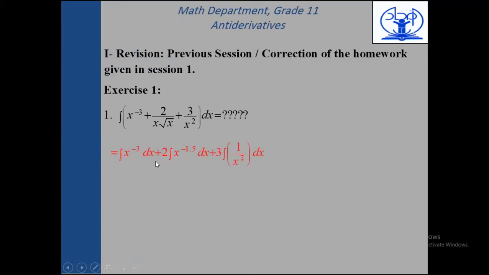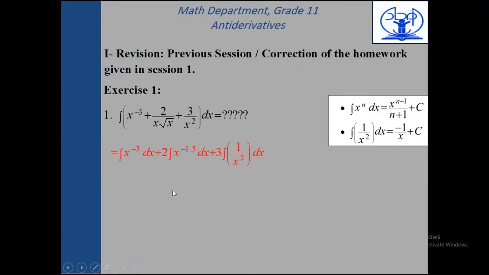First, I'm going to split the integral into 3 integrals because we have addition. So now, what about x to the minus 3? Applying the rule for x to the n, it's x to the minus 2 over minus 2. Now, the next one, x radical x, is actually x to the 1 times x to the half, which is x to the 1.5. Taking it up, it will be x to the minus 1.5. And now it's matching x to the n. So you add 1, it will be x to the minus half, and you divide by minus half.